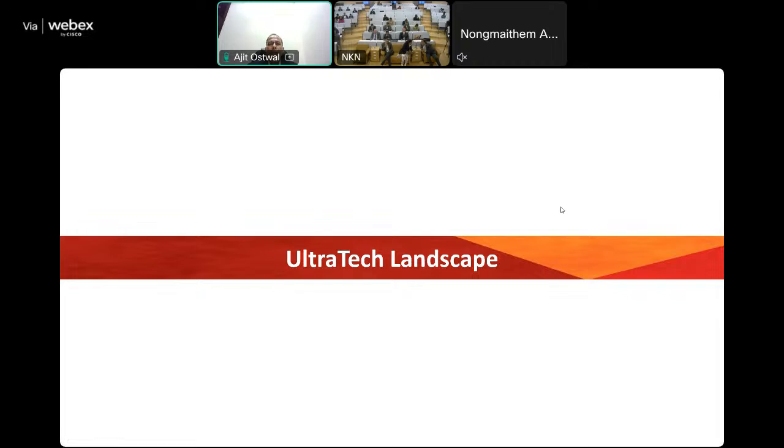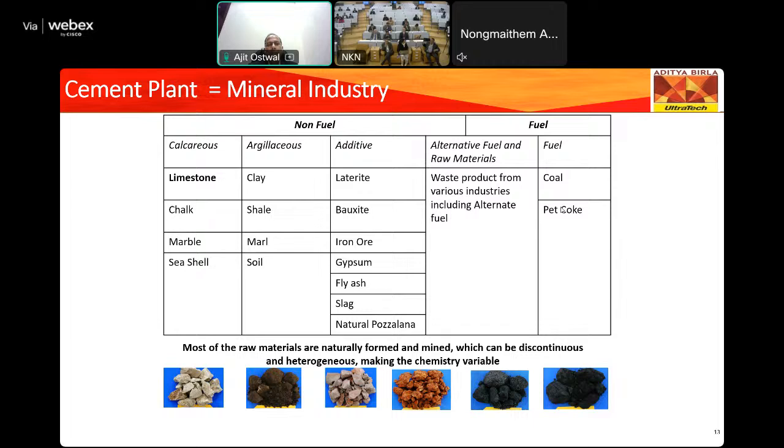If we see the UltraTech landscape, the cement plant is similar to a mineral industry, because we use all sorts of natural resources to produce cement. The main component is limestone, which is calcareous, or some amount of chalk, marble, or shale is also utilized. Then we also need a clay component and a silica component, which comes from argillaceous natural resources, so it will come from clay, shale, marl, and soil. Some additives would be required to supplement Al2O3 and Fe2O3, so laterite, bauxite, iron ore. This would be required in terms of clinkerization.